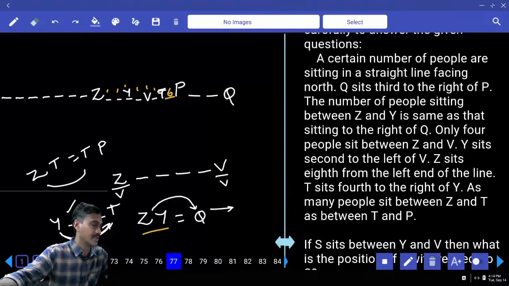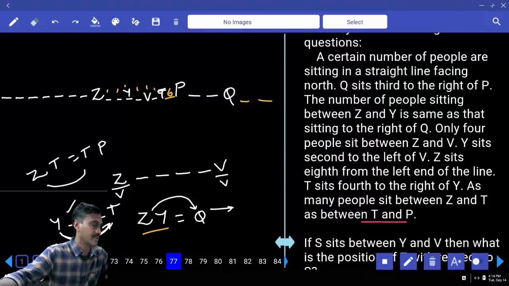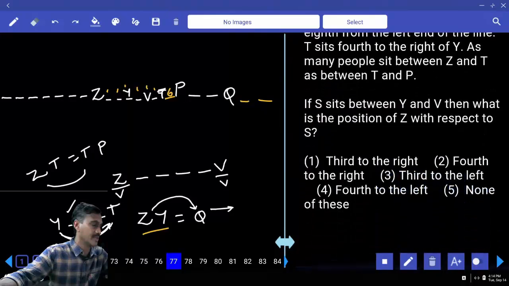And Z and Y. జడ్కి వైకి మధ్యలో ఎంతమంది ఉన్నారు? 2 members. As many people between Z and T in between T and P. Done with this information? And if S sits between Y and V, Y ki V ki majlo S, that means S will be here. Then what is the position of Z with respect to S? Z with respect to S, 1, 2, 3, 4, 4 to the left. 4 to the left, that is choice 4, question number 77.